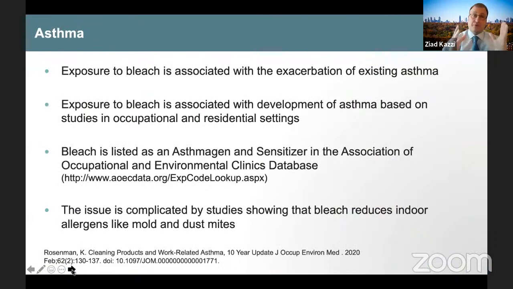The other important topic is respiratory effects, and one of them is asthma. Big question: if I'm using sodium hypochlorite, am I going to develop asthma? And what if I have asthma? Is my asthma going to be exacerbated?